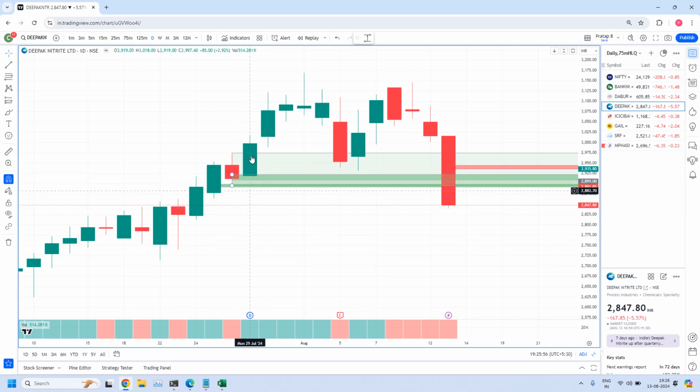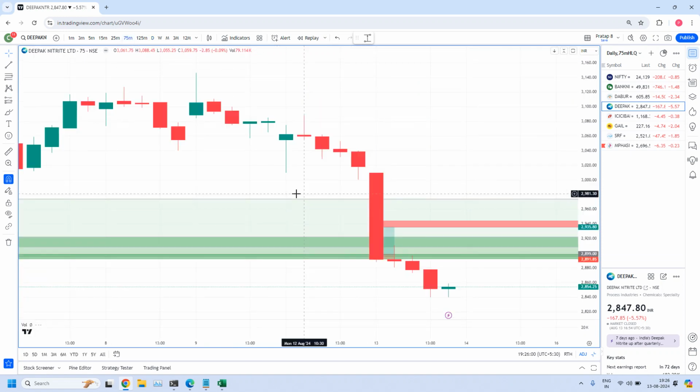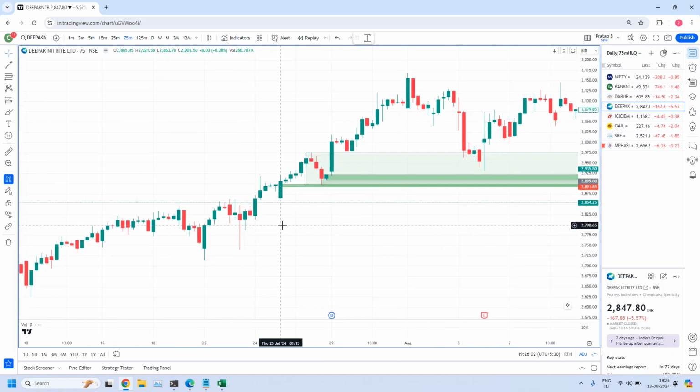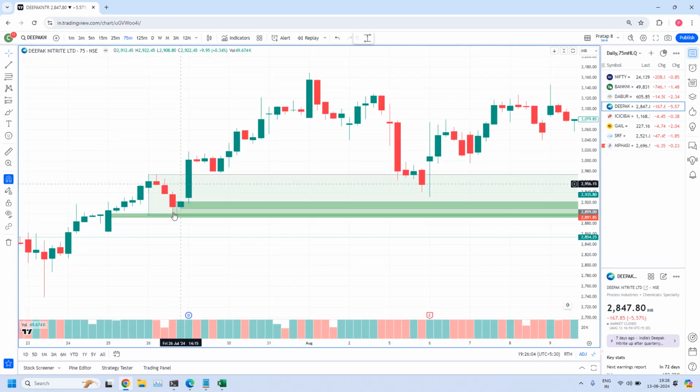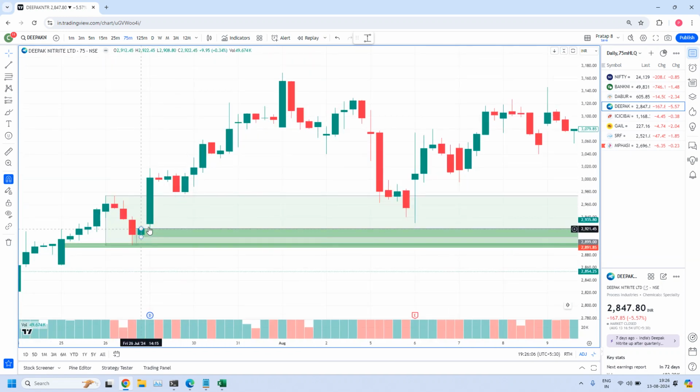So rally base rally is a daily high liquidity zone. This I fine-tuned with the 75 minutes time frame. In the 75 minutes time frame, again you identified we have a drop base rally. So, an excellent 75 minute zone.